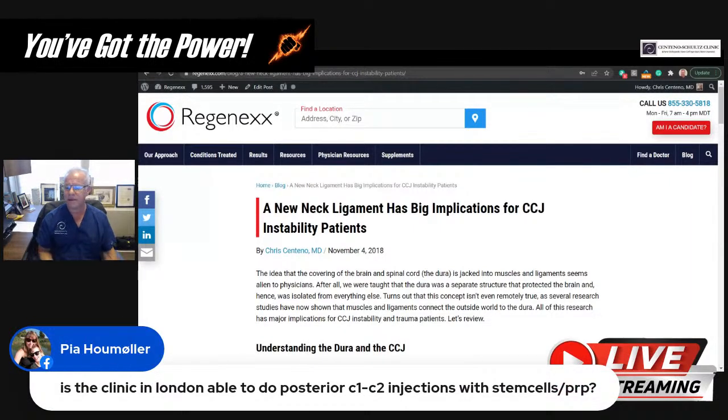Pia asks, is the clinic in London able to do posterior C1, C2 injections with stem cell PRP? I don't have a good read on that one. Like I said, we're talking about very few people that have done a lot of those. So you're going to have to ask them the following question. Do they do that on a regular basis? Meaning, regular basis for a doctor is do that 20 to 40 times a year. And you'll have to ask them that question. I don't know the answer to that question for them.